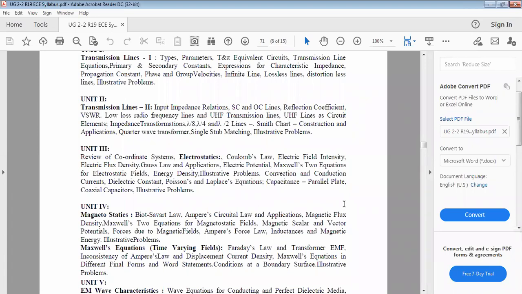There is a difference. That's why in Maxwell's equations we deal with Faraday's law and the transformer EMF, inconsistency in Ampere's law, displacement current density, and Maxwell's equations in different forms: point form, integral form, differential form, and word statements. Conditions at boundary surfaces are very, very important. Boundary conditions are very, very important.